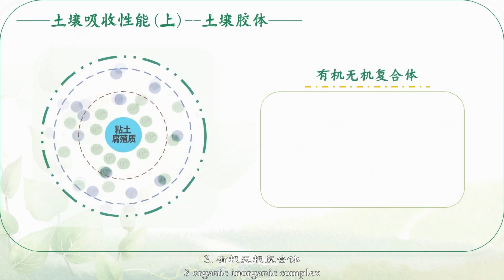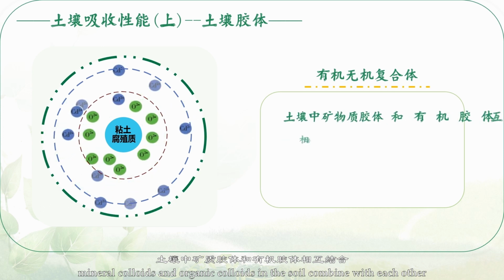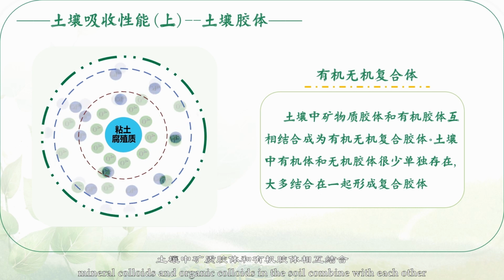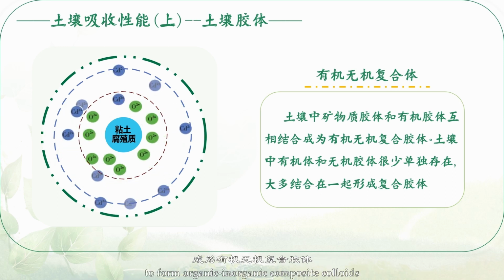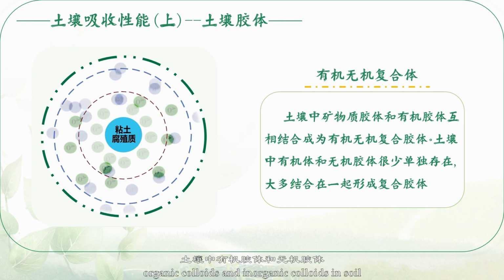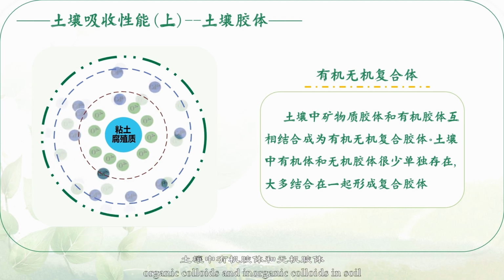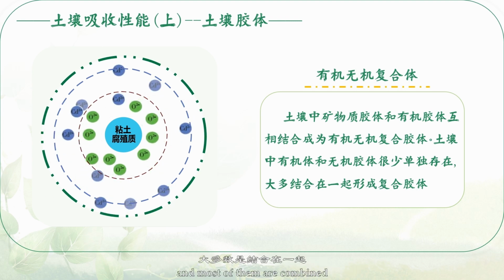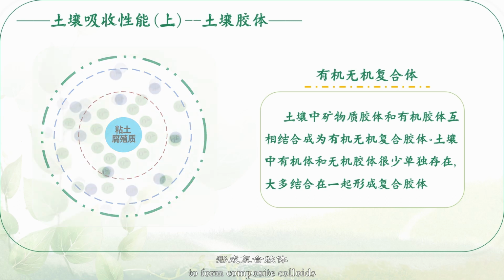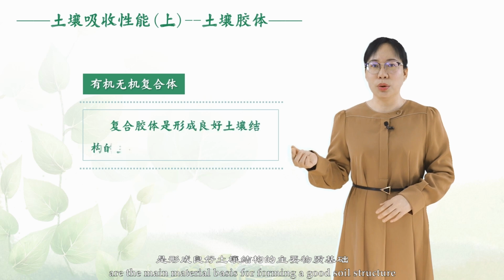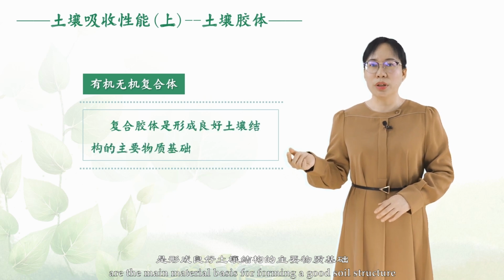3. Organic-inorganic complex. Mineral colloids and organic colloids in the soil combine with each other to form organic-inorganic composite colloids. Organic colloids and inorganic colloids in soil rarely exist alone, and most of them are combined to form composite colloids. These compound colloids are the main material basis for forming a good soil structure.